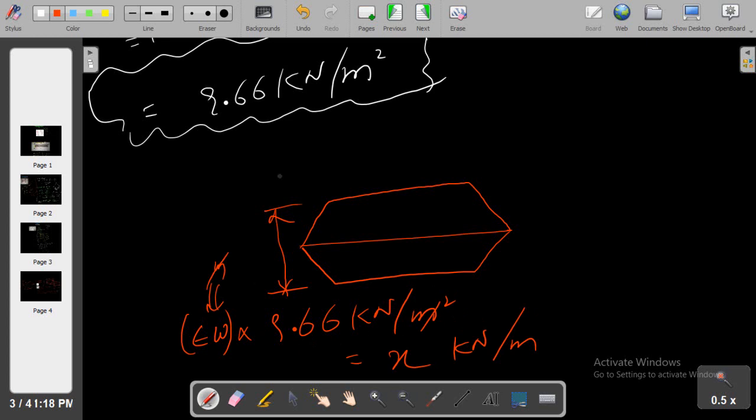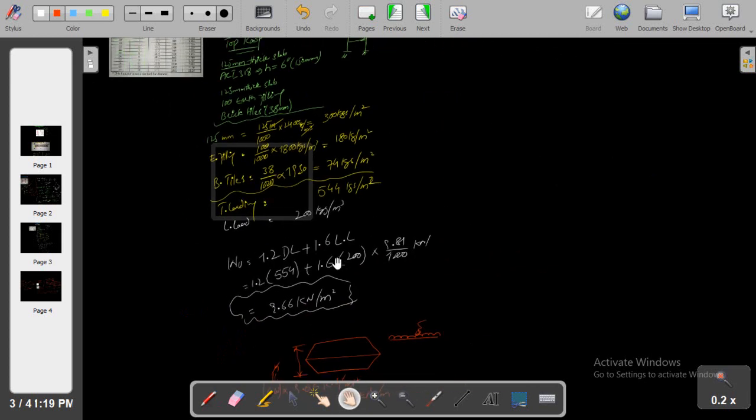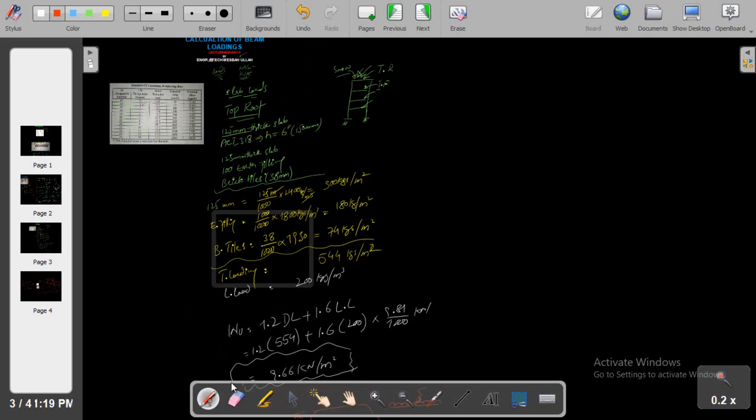So this load for the design of the beam will be converted into an equivalent UDL loading by simply multiplying this area load with the equivalent width. I will explain this in the design example, but you must remember this calculation at this time.